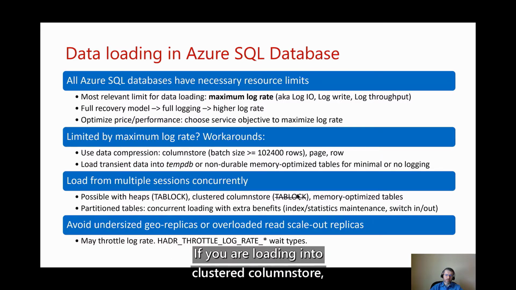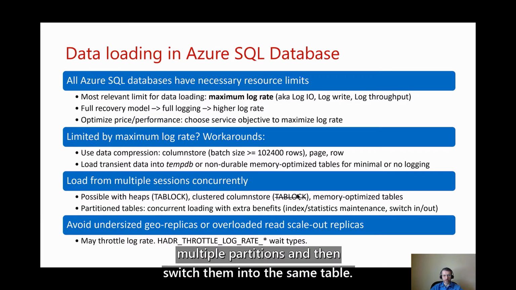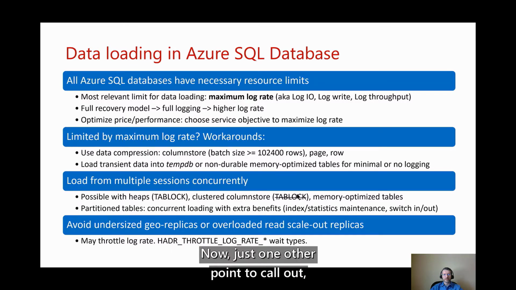If you're loading a clustered column store, then you actually should not use the tab lock hint. And then one other way to achieve concurrent loads is to load into multiple partitions and then switch them into the same table, right?